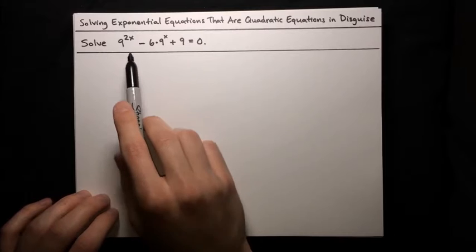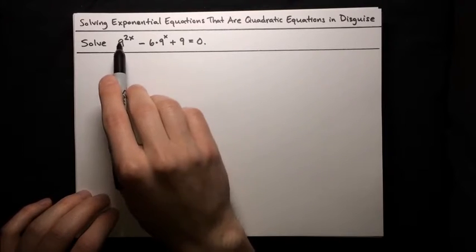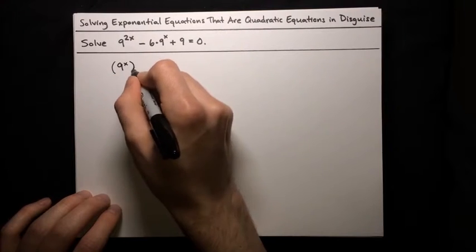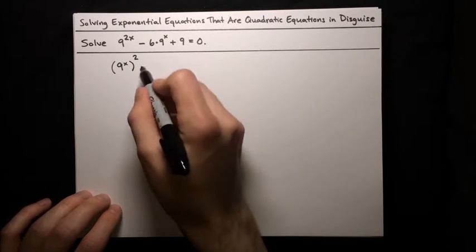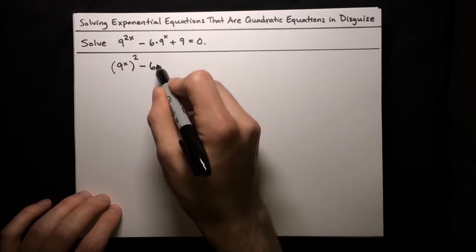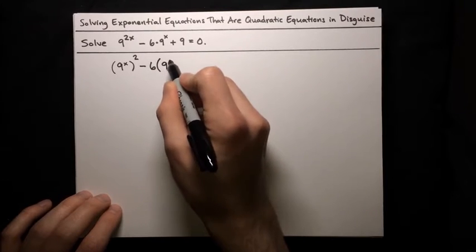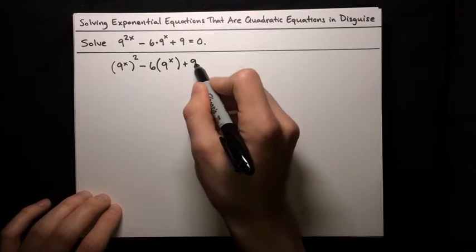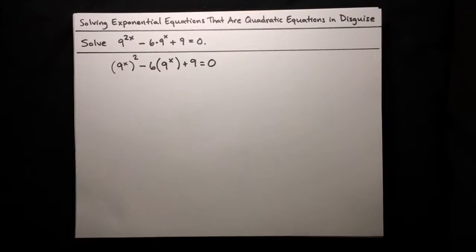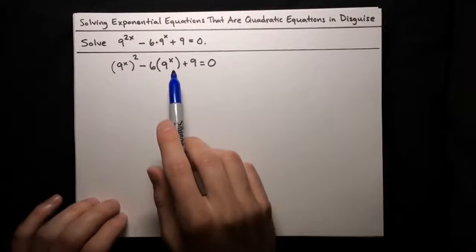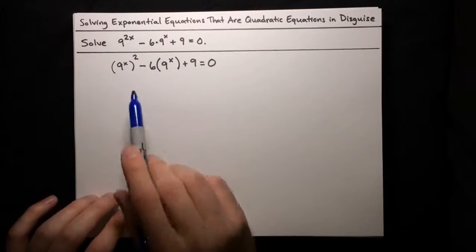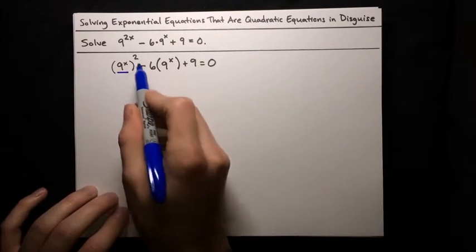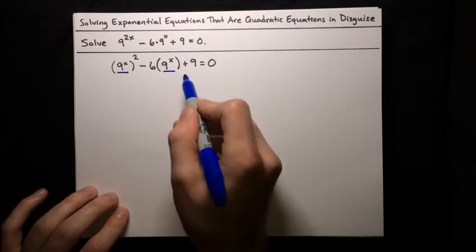So why don't we start off by separating out this 9 to the 2x. Let's write that as just 9 to the x, squared. And then we've got minus 6 times 9 to the x. Let's put that in parentheses just to make it very clear. And then plus 9 is equal to 0. Now the reason we're writing it like this is because now we can do a substitution to turn this into a quadratic equation. Look at this, there's a 9 to the power of x squared and also a 9 to the power of x over here.